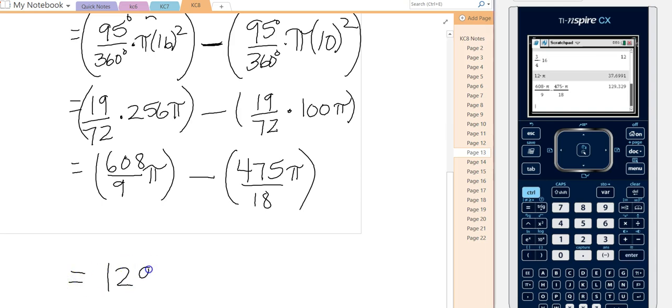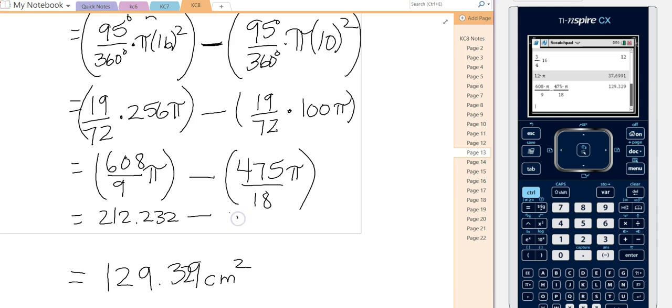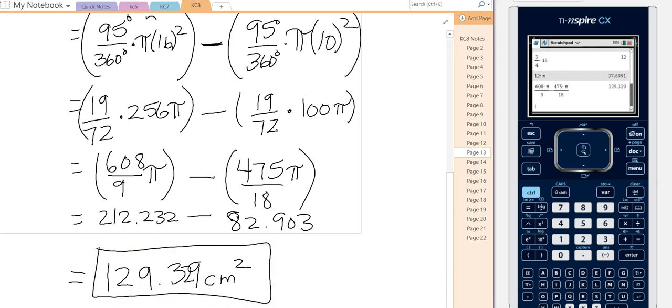So that was 129.329 centimeters squared. If you wanted to simplify each of them, 608 pi over 9 is about 212.232. If you simplified it earlier, again, you do not have to. 475 over 18 pi is about 82.903. And if you subtract those, you do get that same answer. So either one is correct. It really is all up to you and how much you want to break it down and how much you use your calculator. All right, that brings us to the end of this activity.